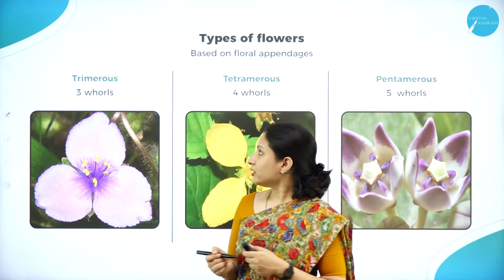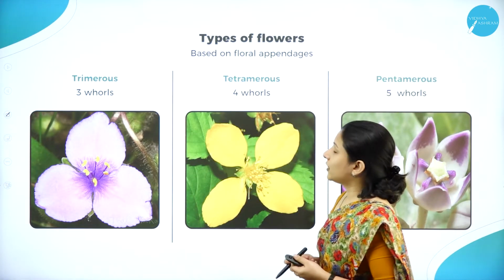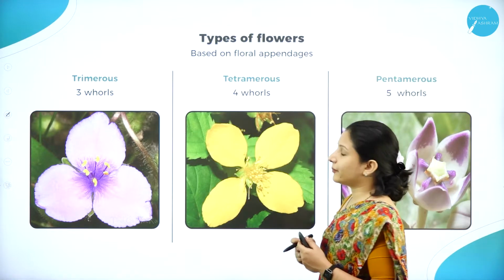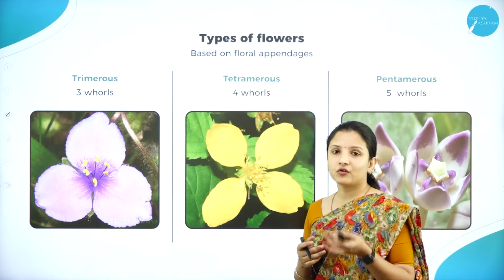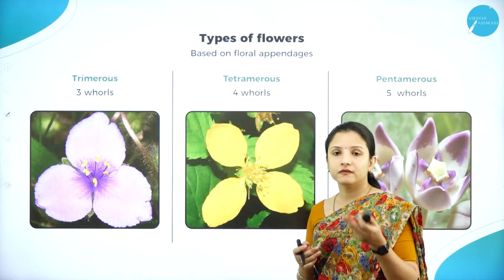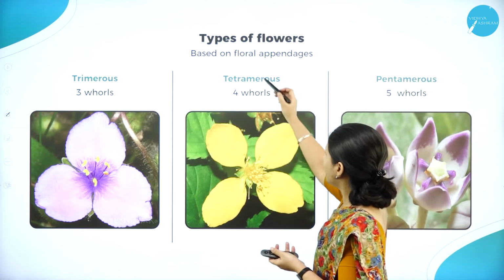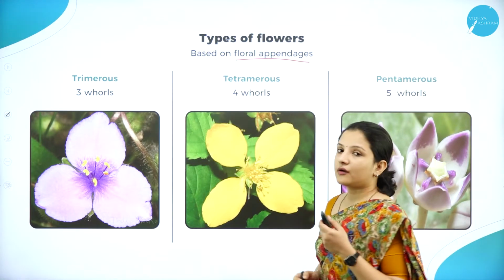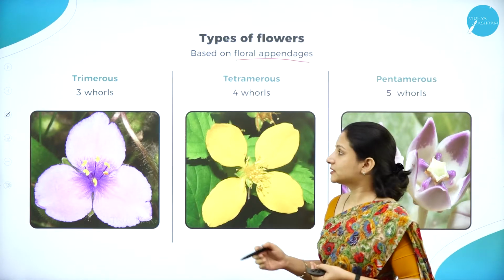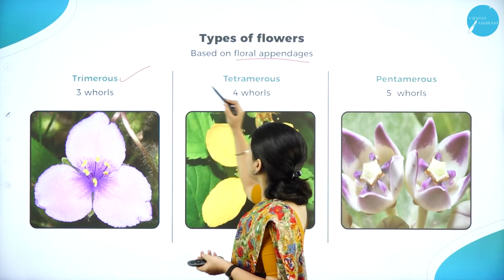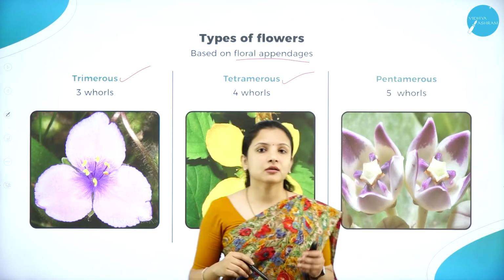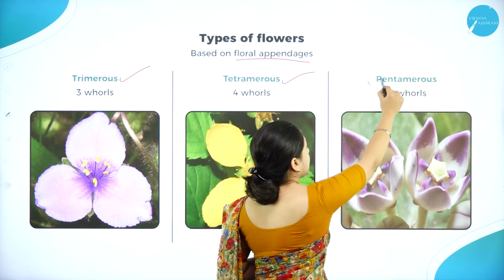So next, moving on to the types of flowers based on the floral appendages, like how many floral parts or how many floral whorls are present in the flower. Based on that, the flowers are of three types, that is they are trimerous, tetramerous, and one more, it is pentamerous.